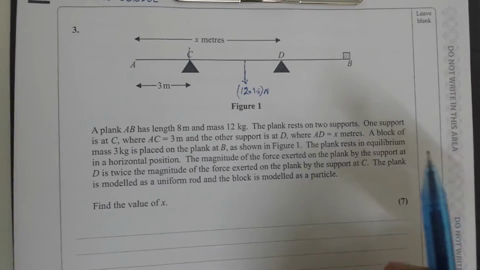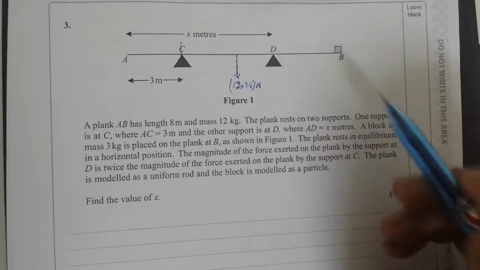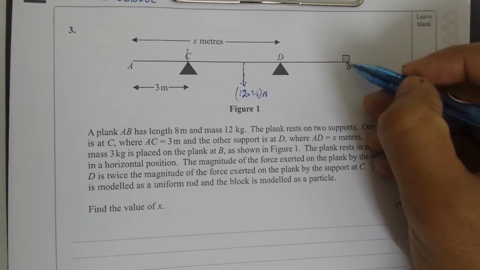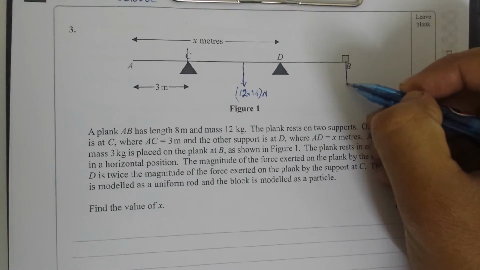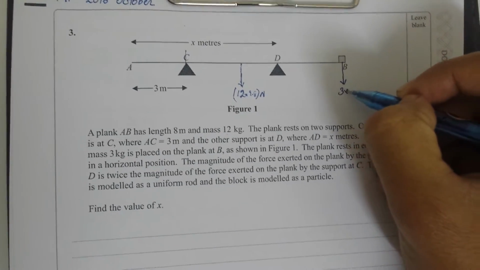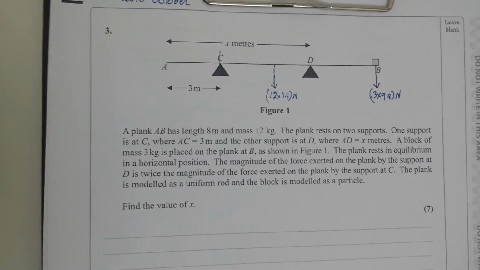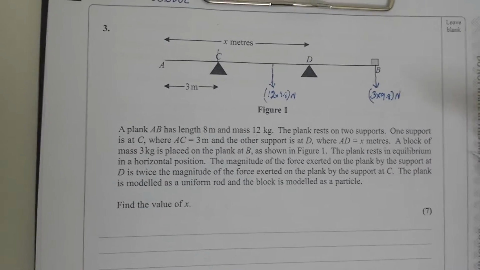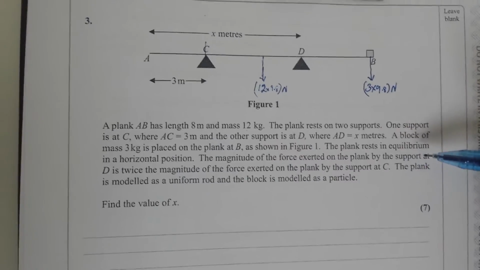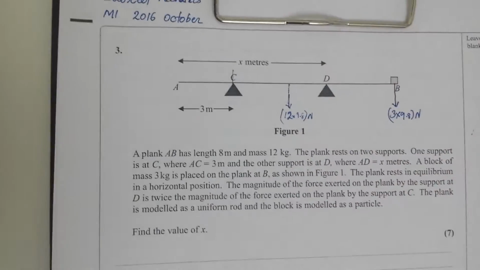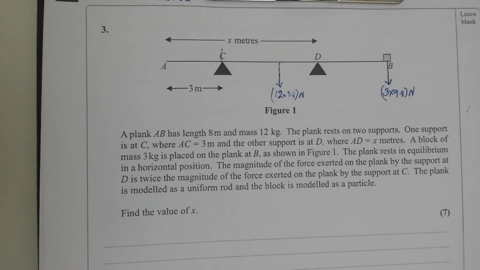Then a block of mass 3 kilogram. This is the block. Its mass is 3 kilogram, so its weight will act down. That is 3 times 9.8 Newton. It is placed at B. The plank rests in equilibrium, so the whole system is in equilibrium in the horizontal position.